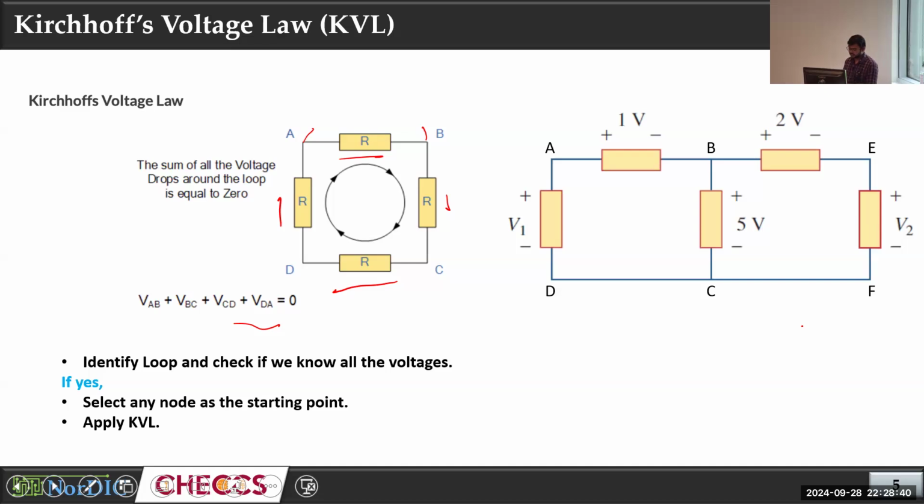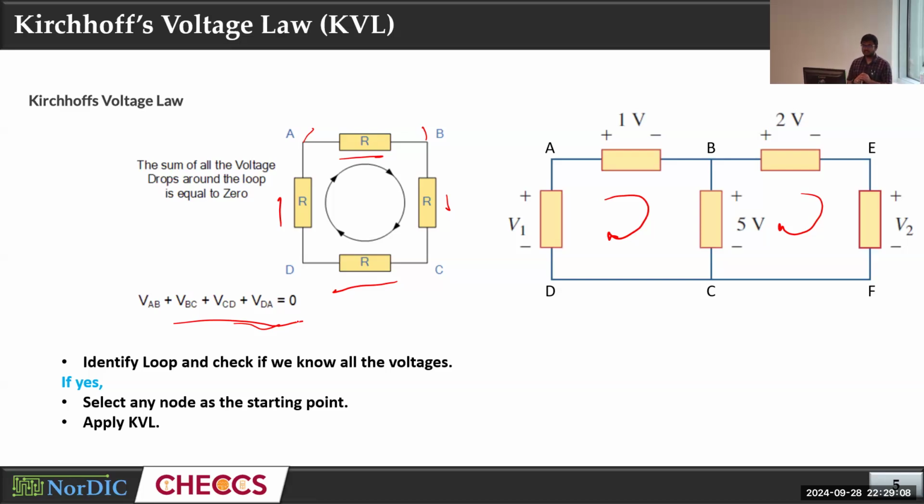Okay, now let's have a look at this example. How many loops are there in the circuit? 2. Right, we have 2 loops here. So how many Kirchhoff's voltage law equations can we write for this circuit? 2. Kirchhoff's voltage law is only applicable to one loop at a time. So if we have 2 loops, we will be able to write 2 equations using KVL.